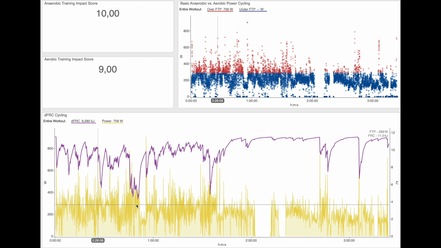And so if you can raise that line, which is improving your FTP, improving your pace or power at anaerobic threshold, then you can see that less of the power spikes are going to be above that, and therefore using less of your anaerobic capacity.